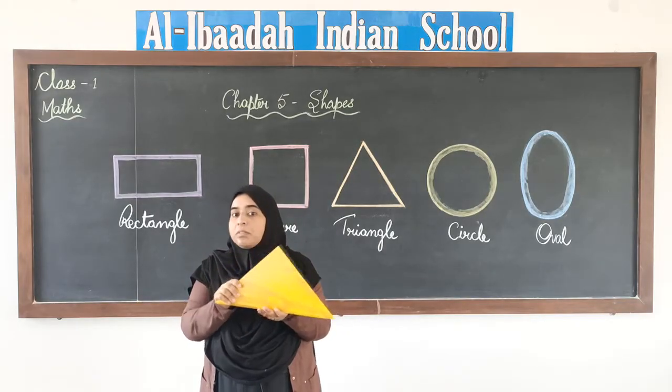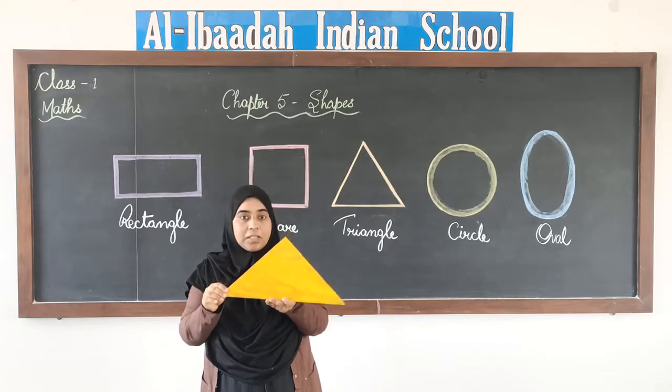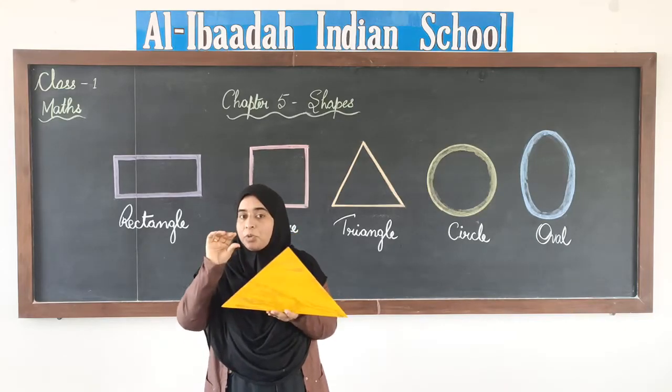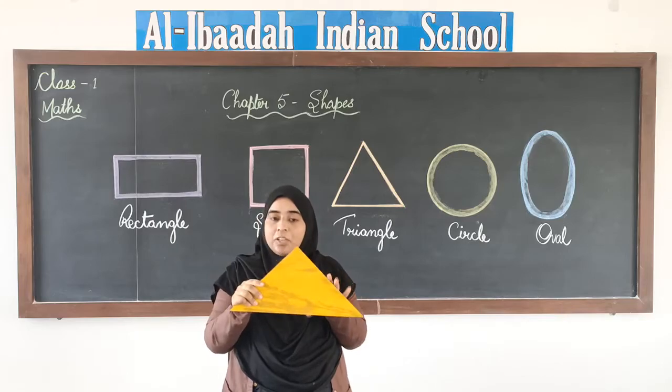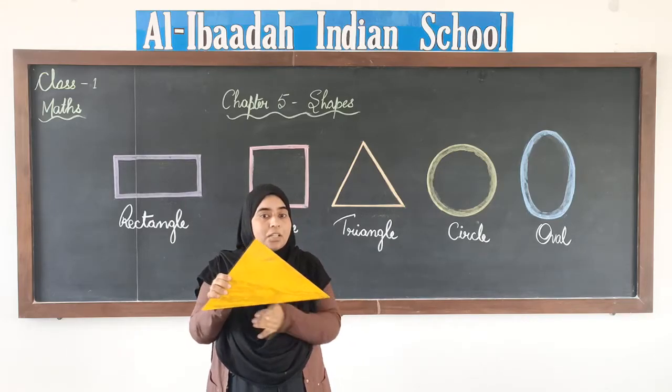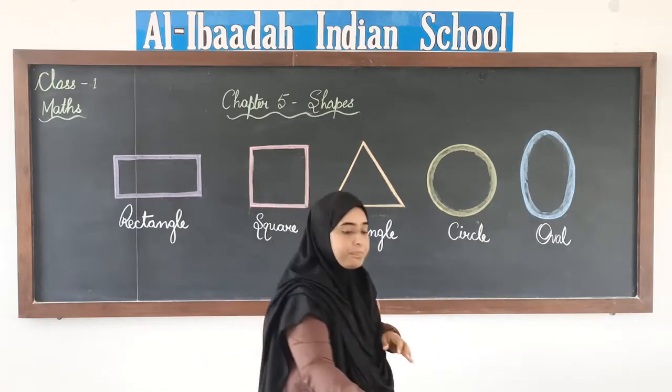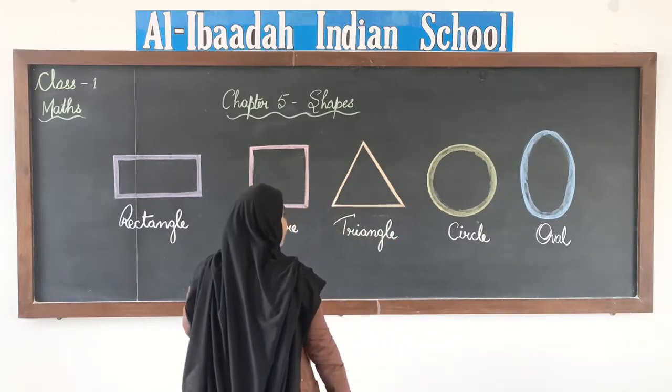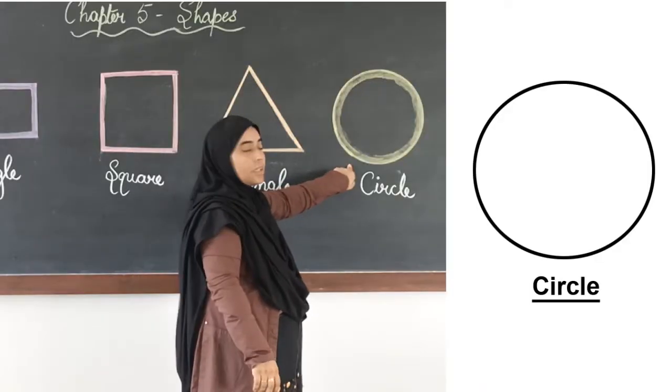This instrument we find in our mathematics box, the geometry box that we have. In that you will find these types of figures. We call this triangle in shape. Okay, then the next shape that we have here is a circle.